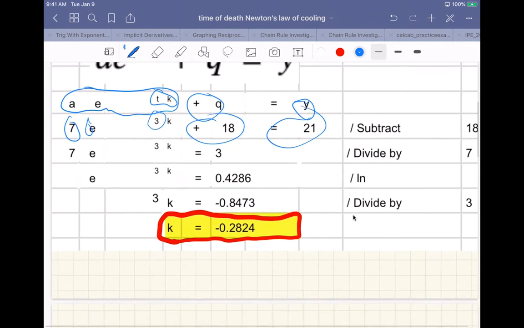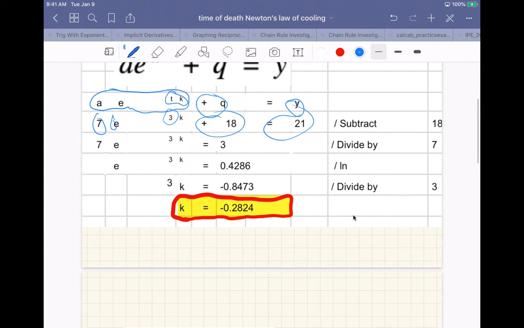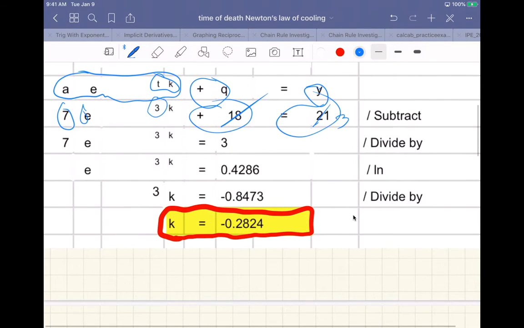Then I just go through inverse operations. First thing I do is subtract 18 from both sides, and that gets rid of that, and it will make that 21 a 3. So I go down to the next line, which is right here.